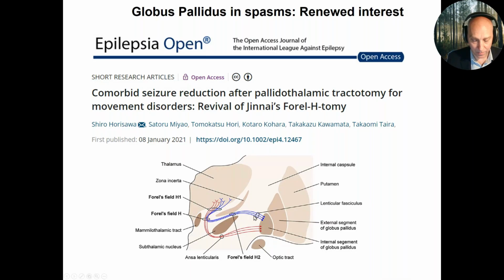Here in red and blue are the projections of the internal globus pallidus onto the thalamus. And they would lesion these fiber tracts right under the thalamus to stop these projections, and they did this for a movement disorder and for a form of dystonia. The patients' comorbid epilepsy also stopped or improved dramatically. So it was just a case series, but it was very interesting because it was almost that they stumbled upon this effect on epilepsy. And they said, well, this is really interesting, and we should consider the globus pallidus as a potential target again.